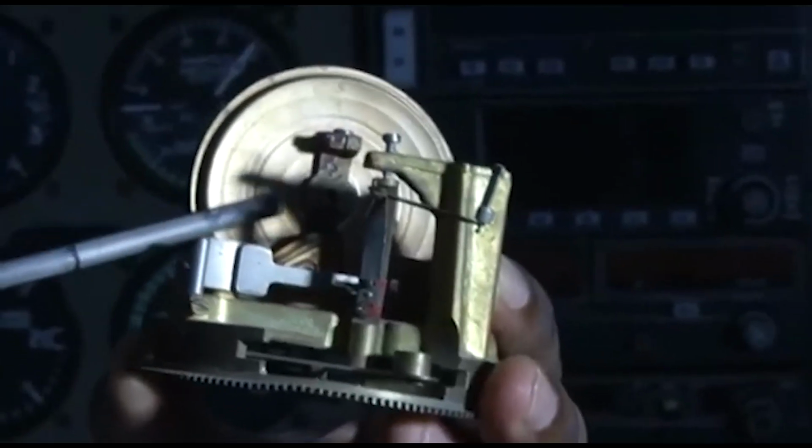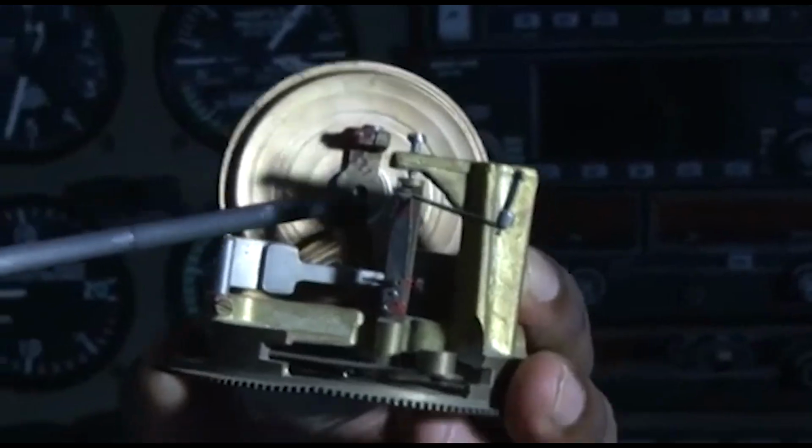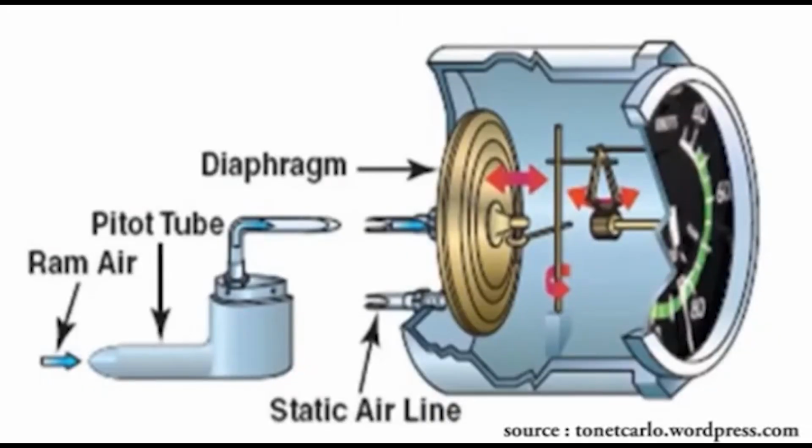This diaphragm is connected to the pitot pressure. The pitot pressure enters the diaphragm from this hole. You can see in the diagram the pitot pressure enters the pitot tube. Through the tubing, it enters the diaphragm through the center hole. So inside the diaphragm is the pitot pressure. Outside the diaphragm, but within the casing, is the static pressure, which from the static vents through the tubing enters the instrument and acts outside the diaphragm.